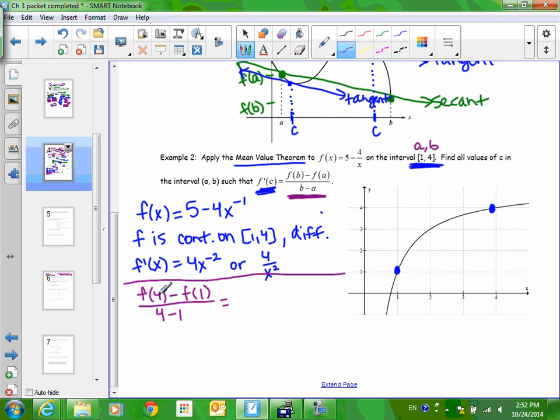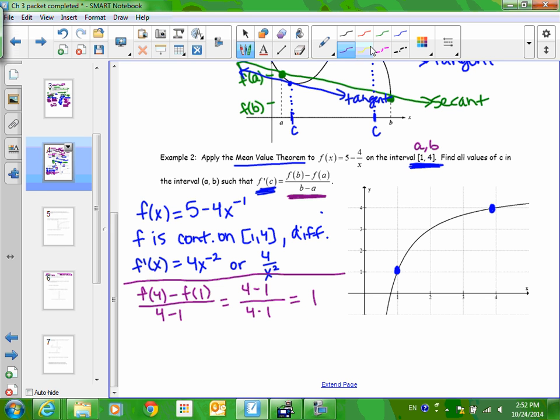What is f of 4? Yeah, how'd you get that? You looked at the graph? What if I plugged 4 into the original? Same thing. Okay, what's f of 1? 1. Well, that's interesting. So I get 1.